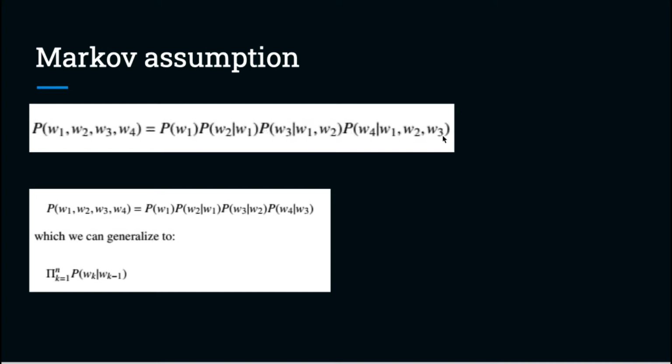What we can do is take the Markov assumption that the probability of a word is conditioned only on the prior word. So now our probability of this sequence of 4 words is just probability of word 1 times the probability of word 2 given word 1 times the probability of word 3 given word 2 times the probability of word 4 given word 3. And we can generalize this as follows, just multiplying all of the probabilities of the word given the previous word.